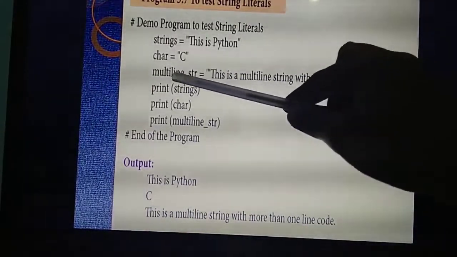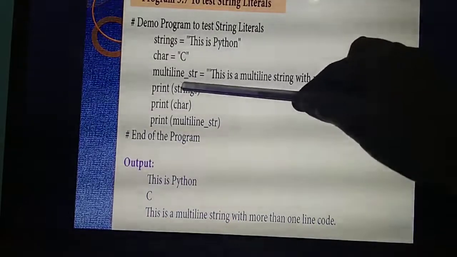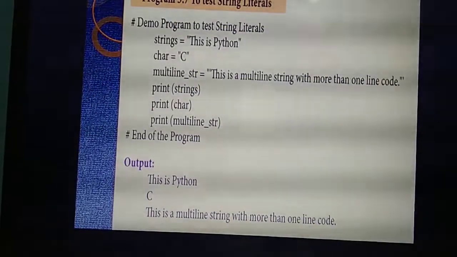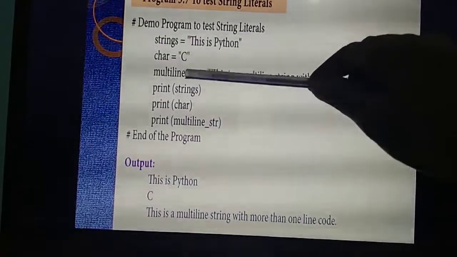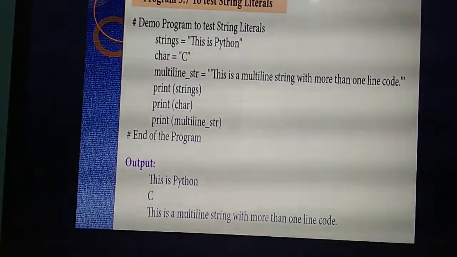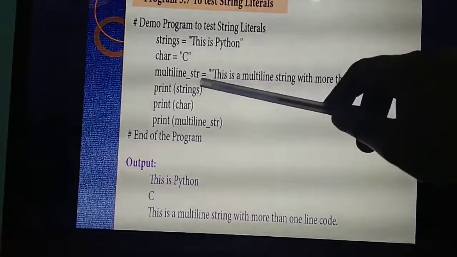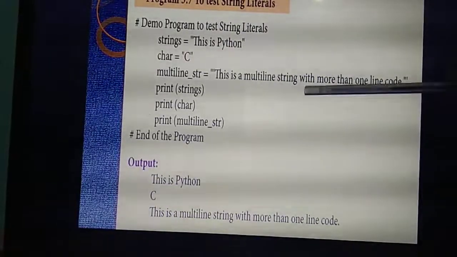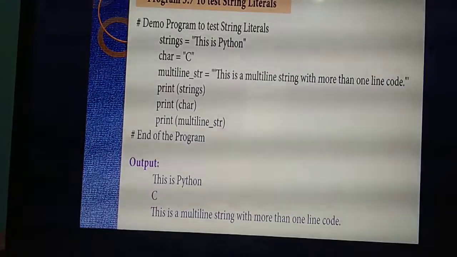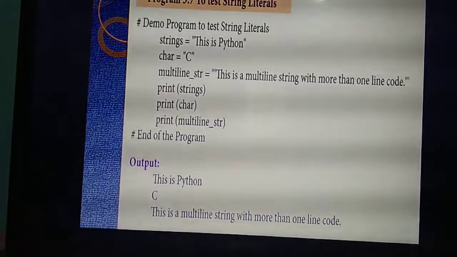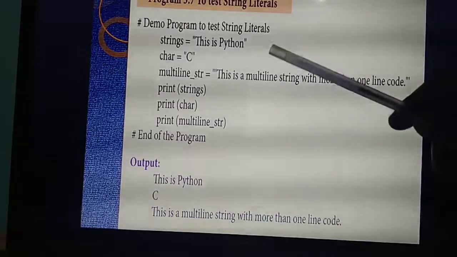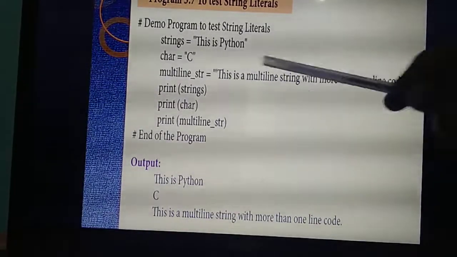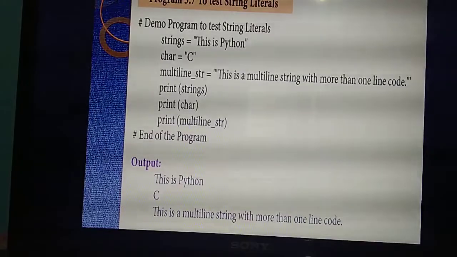Next, see, multi-line. What is this one? Identifier. First itself we have studied: an identifier is a name to identify a particular variable. So the identifier always comes with the underscore symbol. So, multi-line string. See, they are giving: this is a multi-line string with more than one line of code. One big sentence. This kind of multi-line or big sentence you should give inside which one? Triple quotes. Understand?